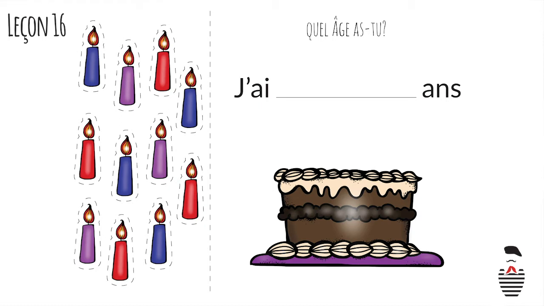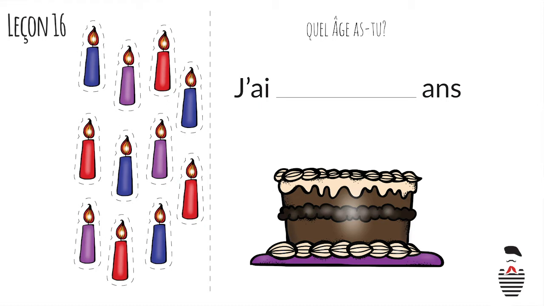So now you say your name. You will, for example, say, my name is Tamara and I am 7 years old. So you say, je m'appelle Tamara, j'ai 7 ans. Or your name is, for example, Paul. Then you will say, my name is Paul and I am 5 years old. Je m'appelle Paul, j'ai 5 ans.